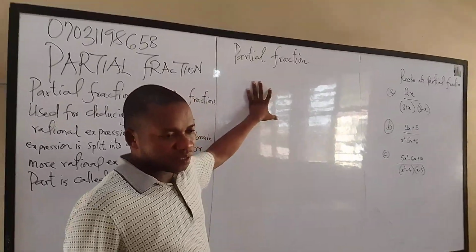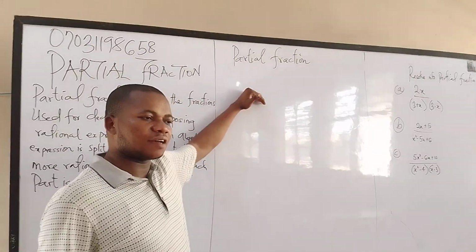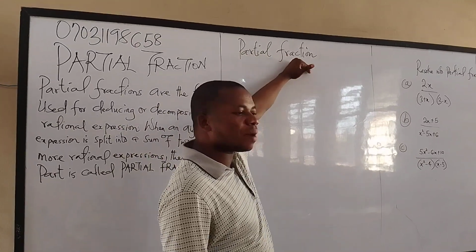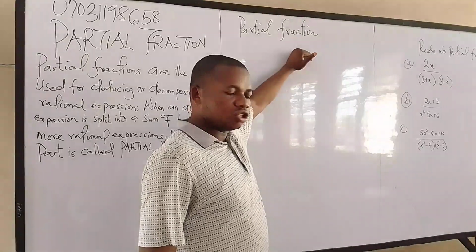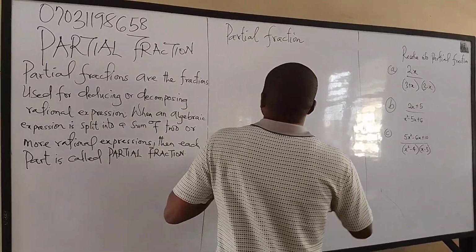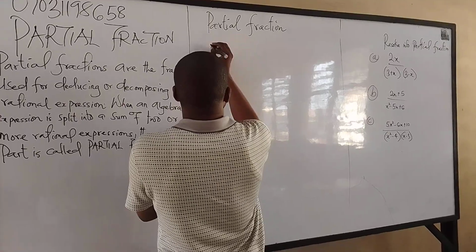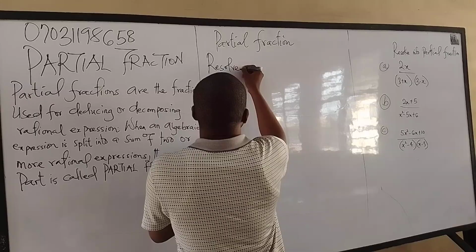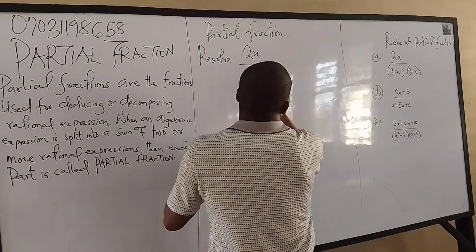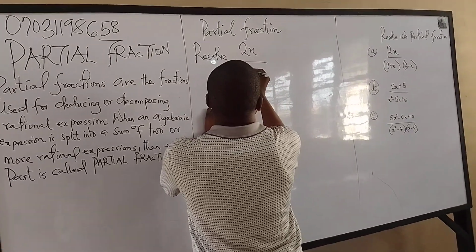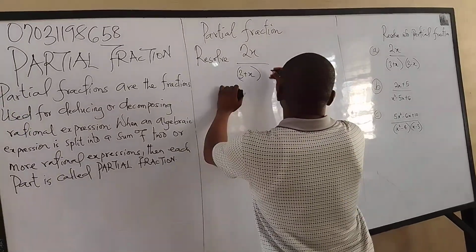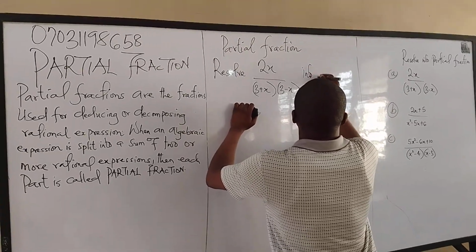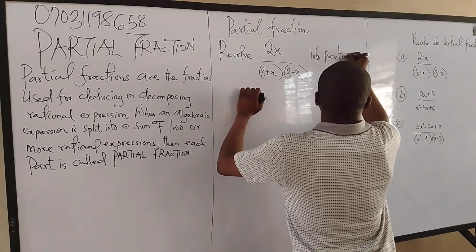So that is not what we are dealing with here now. We are dealing with partial fraction. Partial in the sense that it is just a little drift away from the normal fraction we used to know. So let's take for instance, we want to resolve the following. Okay, resolve this. Resolve 2x over 3 plus x and 3 minus x into partial fraction.